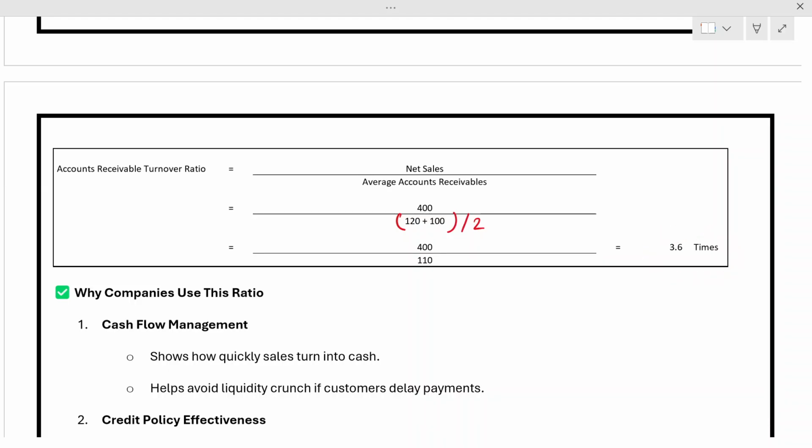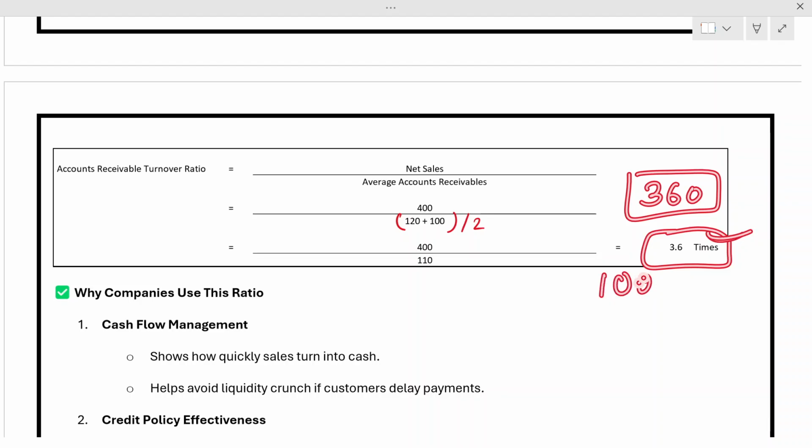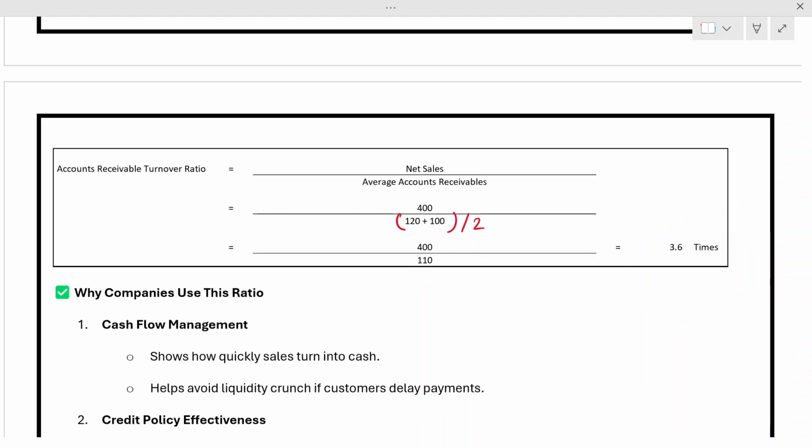It means that in a year, we are collecting money 3.6 times in our business. If there are 360 days in a year and you are getting money from your debtors 3.6 times, you will say that on average it takes 100 days to get the money from debtors. We will see this 100 days calculation later on as well, but overall it simply says that you are getting money from your debtors 3.6 times in a year.